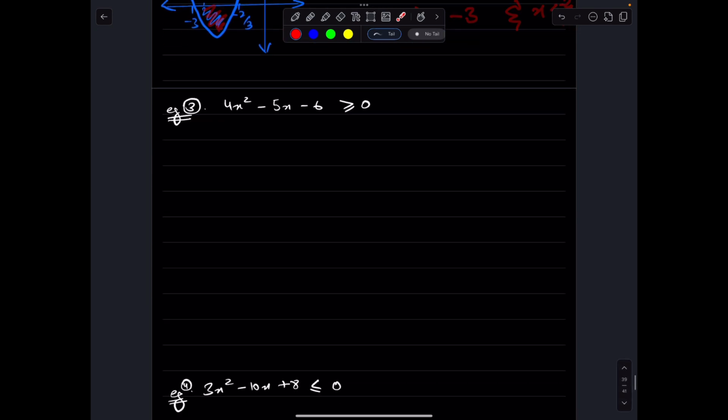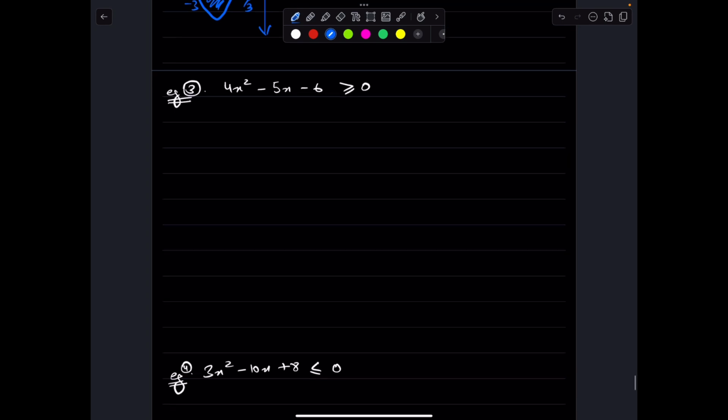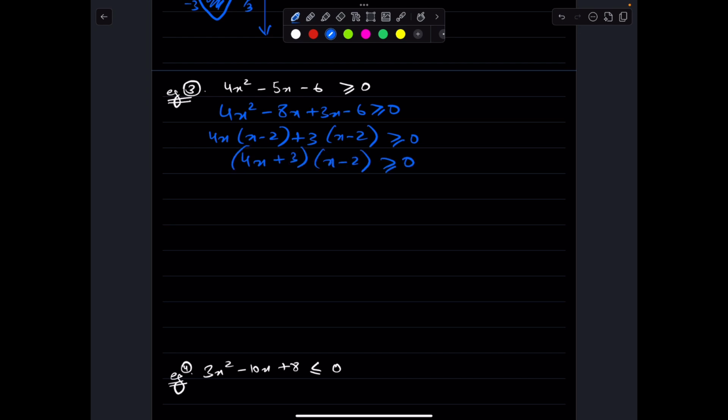So our third example is this. We'll use the same technique: find the roots by breaking the middle term. The factors would turn out to be, just a second. So the factors are 4x plus 3 and x minus 2. And the roots are x is minus 3 over 4 and x is equals to 2.